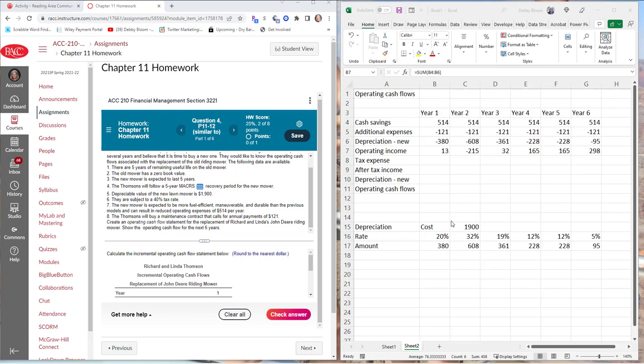The problem says that they're subject to a 40% tax rate. So our tax expense is going to be whatever the operating income is multiplied by 40%.